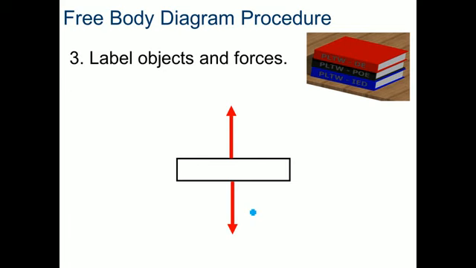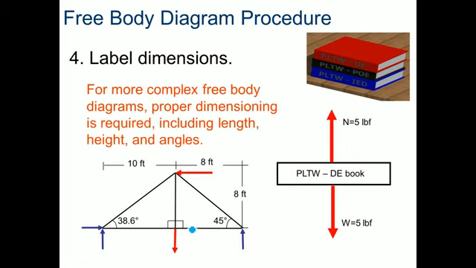Step 3 says to label the objects and the forces. In this case, the DE book weighed 5 pounds, so its weight is 5 pounds. This W stands for weight. The normal force is 5 pounds. The forces going up and down need to be equal. If they are not equal, either the book is floating on its own or it's falling through the other books. We also then label the DE book.